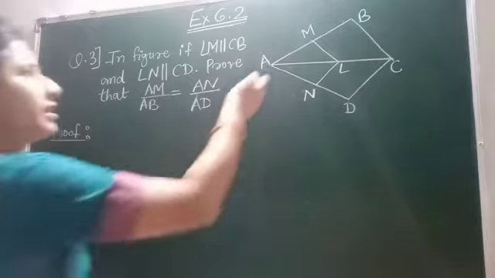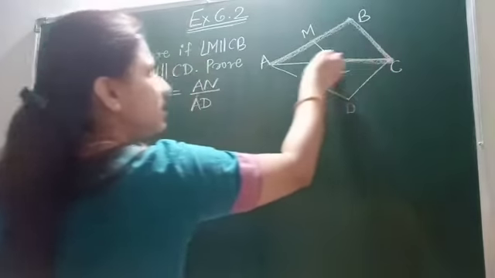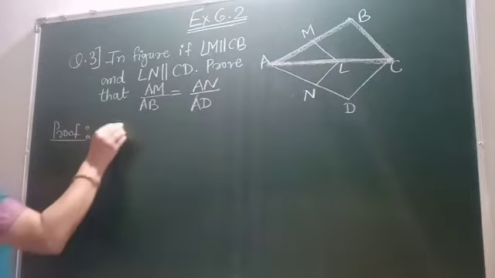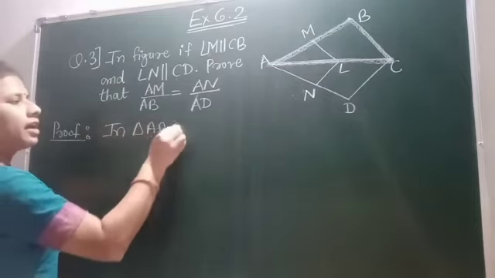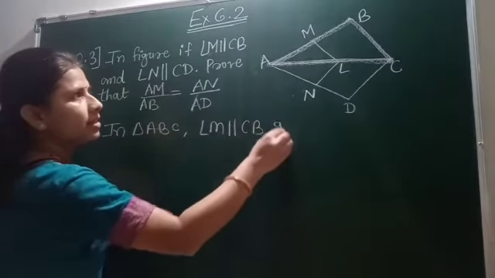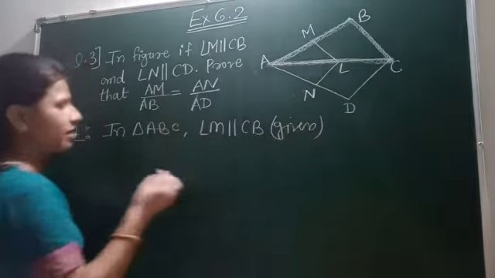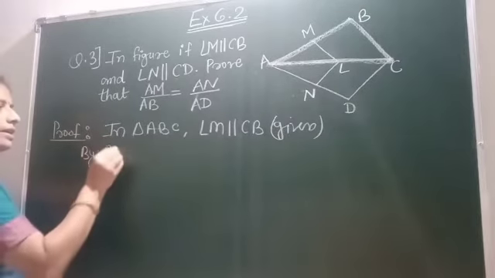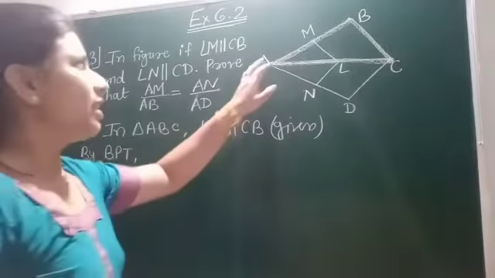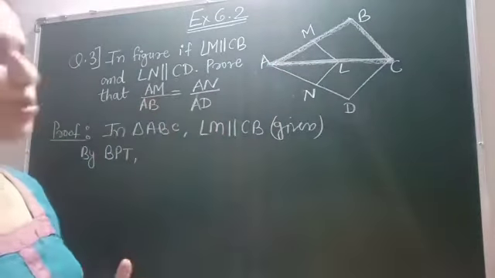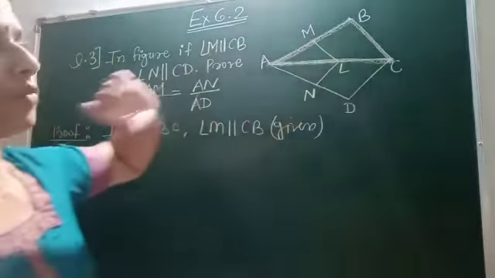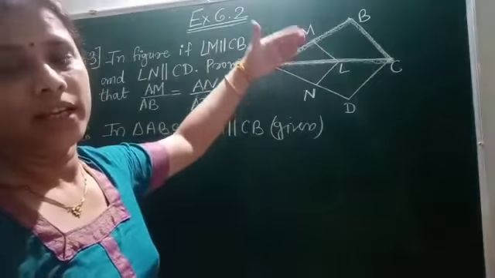First we will take this triangle ABC in which LM is parallel to CB. In triangle ABC, LM is parallel to CB. It is given that. So by BPT, it means basic proportionality theorem, the ratio will be equal. As we know student, if in any triangle one line is drawn parallel to one side of the triangle, it divides the other two sides in the same ratio.